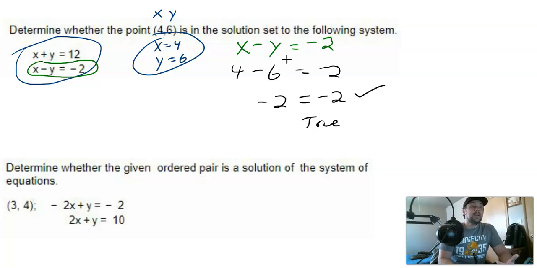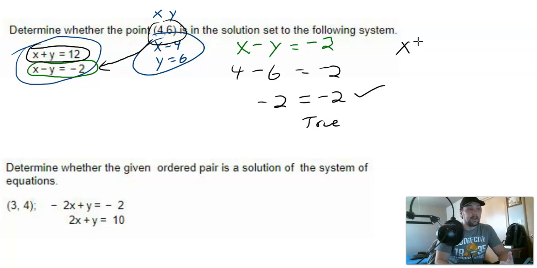That's true. So 4, 6 is a solution to this equation, but that doesn't make it a solution to the system necessarily. It has to also work in the other equation. So let's check those numbers in the other equation. We have x plus y is equal to 12. We're going to plug in 4 for x. We're going to plug in 6 for y. We get 4 plus 6 here, which is 10. 10 does not equal 12.